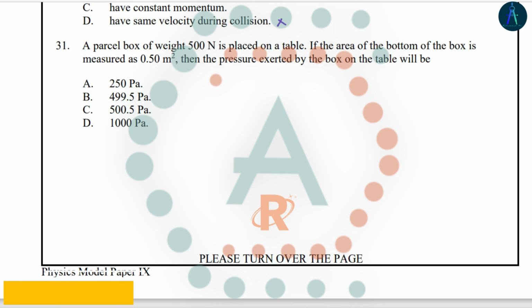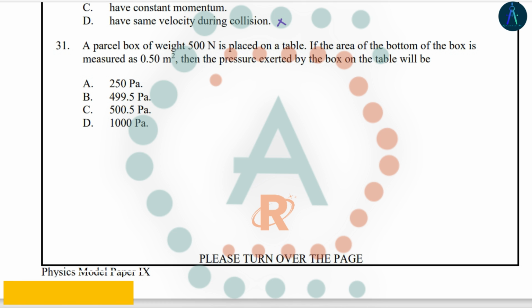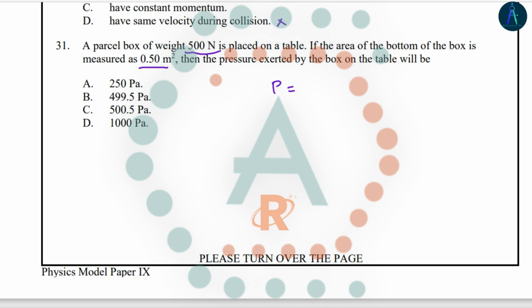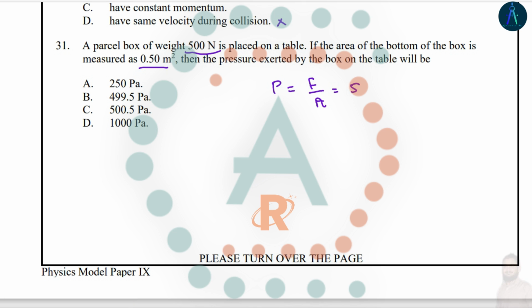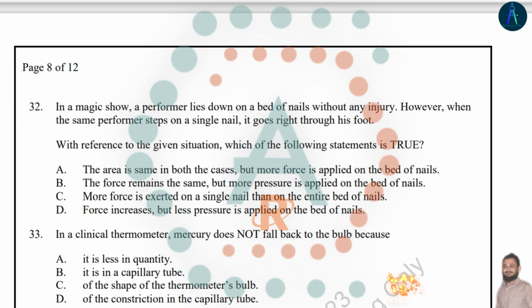A parcel box of 500 newtons is placed on a table. If the area of the bottom of the box is measured as 0.5 meter squared, then what will be the pressure on the box? If you can recall the formula of pressure, it is the force acting normally per unit area. So force is 500 and the area is 0.5. So the correct answer would be 1000 newtons per meter squared or pascals. So option D is the right answer.